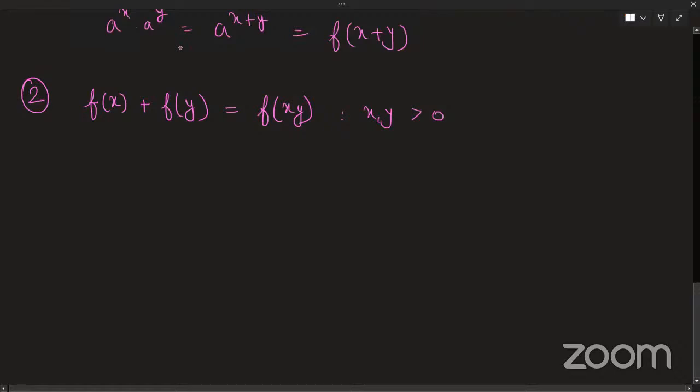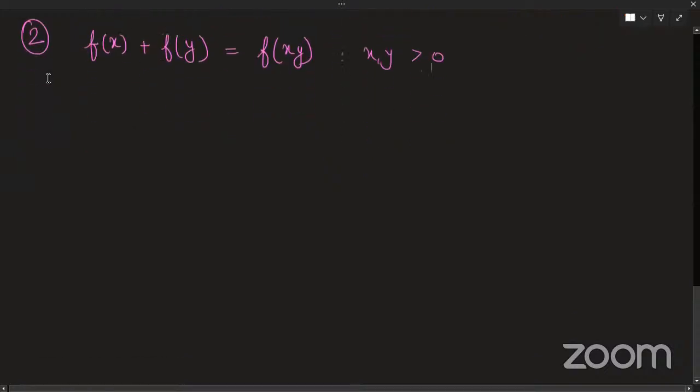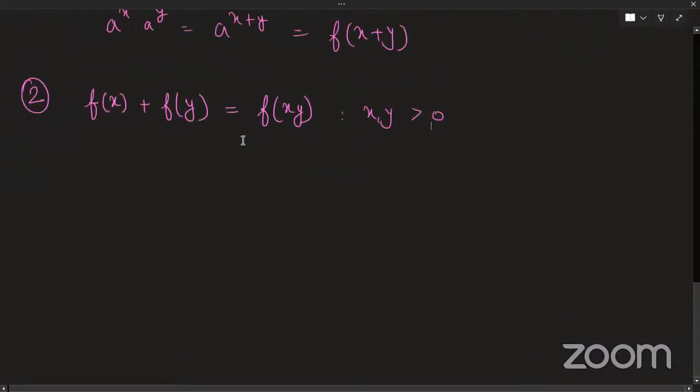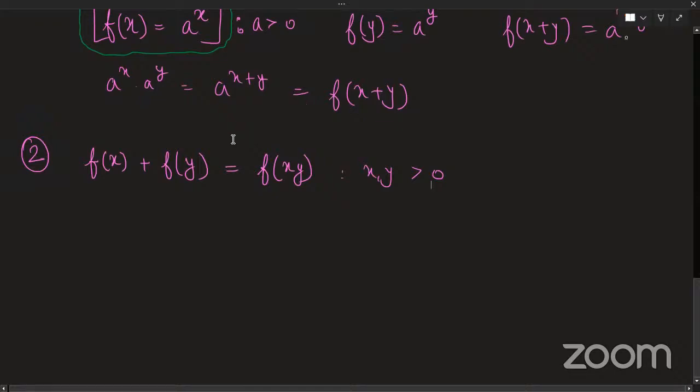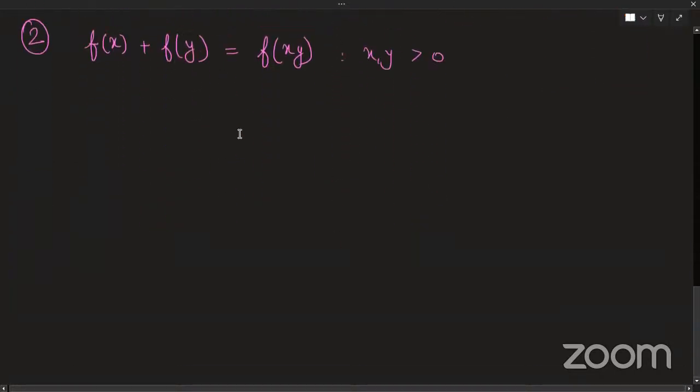Now tell me. Now which one will it fall into? Can you think a little bit? Which type of function will have such a property?